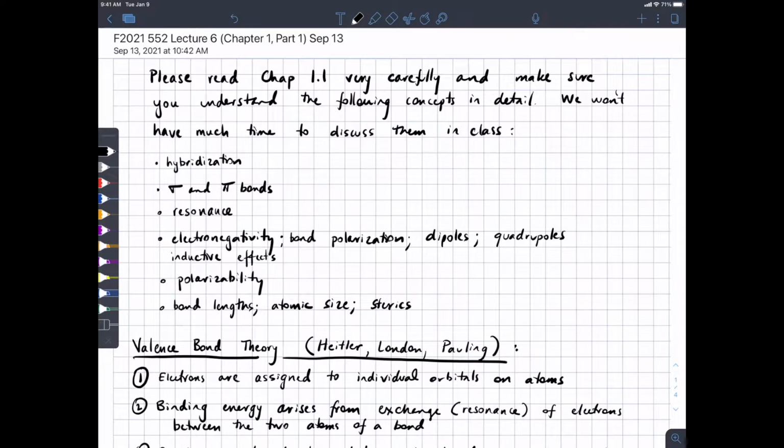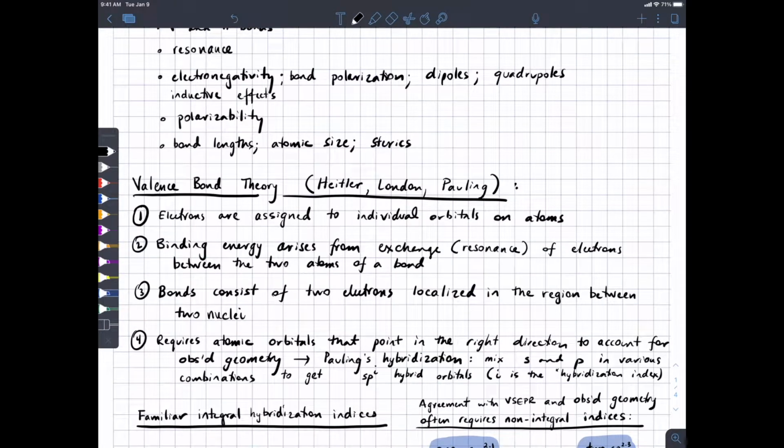What I did want to do is just briefly contrast valence bond theory with what we're going to be doing with molecular orbital theory. And we've talked about molecular orbital theory a lot in terms of the math behind it. Valence bond theory is a little bit simpler on the surface. The folks responsible for it are listed here, and Pauling is probably the most famous. The idea is that you assign electrons to individual orbitals on atoms, and then binding energy comes from exchange of electrons between the two atoms of a bond. So two electrons in a bond, and the stabilization comes because they're being shared by two nuclei.